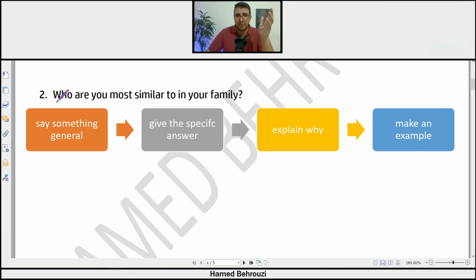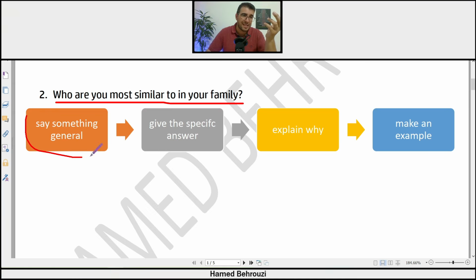In order to answer this question, I don't say that you will definitely get this question, but throughout this course, I will analyze questions like this and I will give you structures. And you will see that most of them have different resemblances, similarities to each other. So you can use them interchangeably, okay? In order to answer this, who are you most similar to in your family?